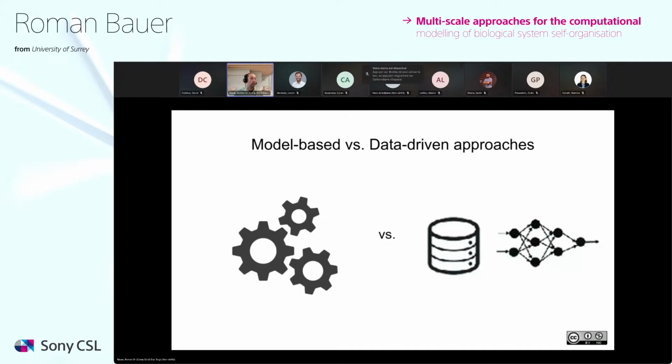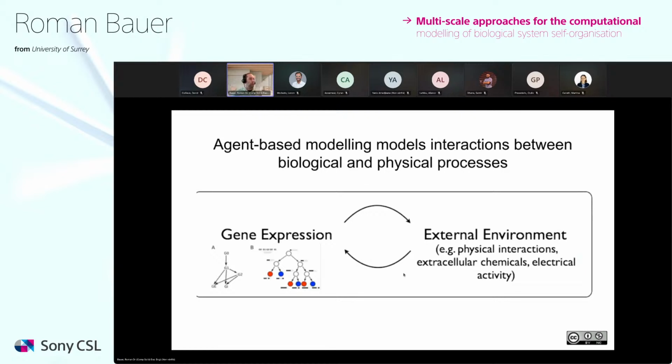And I want to focus in the first part of my talk on a model-based approach, a mechanistic approach, and also highlight some of its advantages. And then later on, I will also elaborate a bit more on a more data-driven approach. So, from a model-based approach, one example is agent-based modeling, where we model interactions between biological elements among each other, but also with a physical external environment.